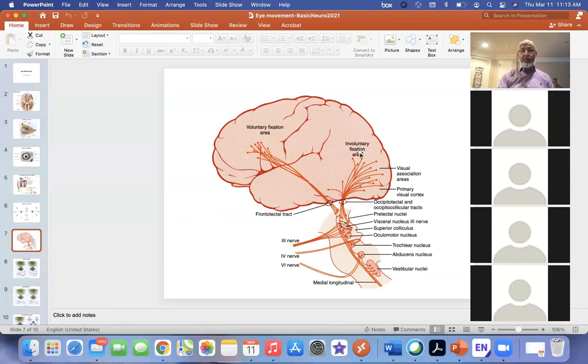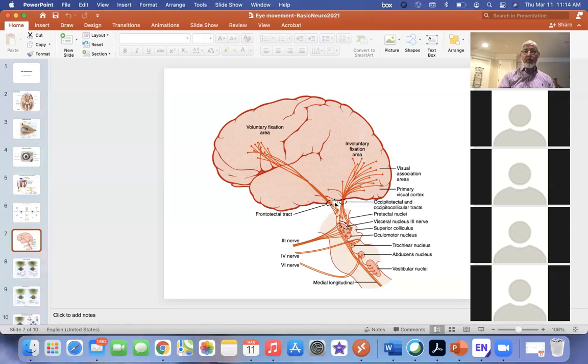And this is called the involuntary fixation area, but the voluntary fixation area is located in the frontal lobe. Now, if you think this one is a central sulcus, this will be the precentral gyrus, which is the main motor area. This is the postcentral gyrus, which is the primary sensory area. And this is the lateral sulcus, which divides the frontal lobe from the temporal lobe and the parietal lobe from the temporal lobe as well.